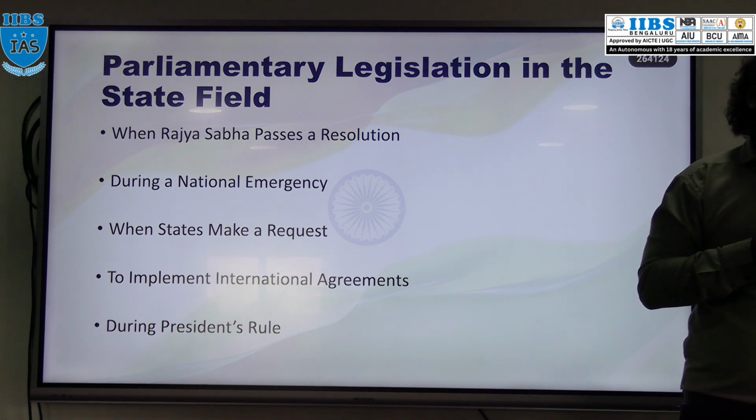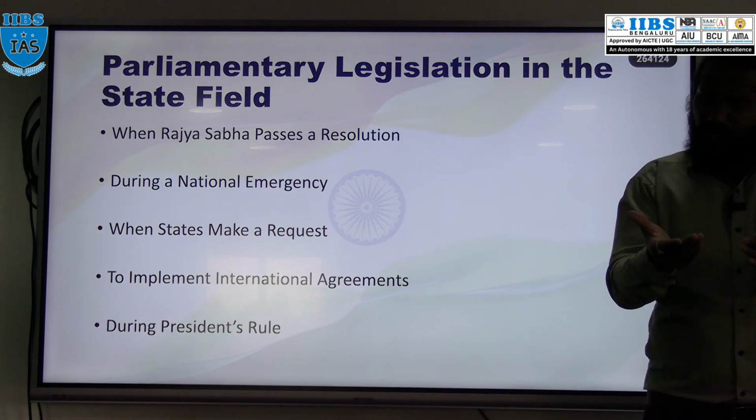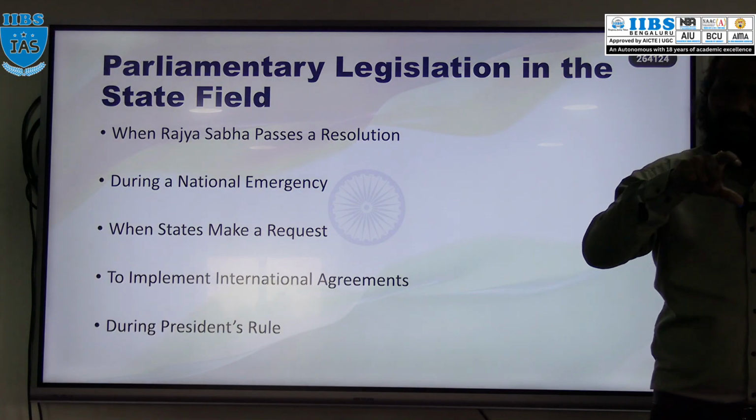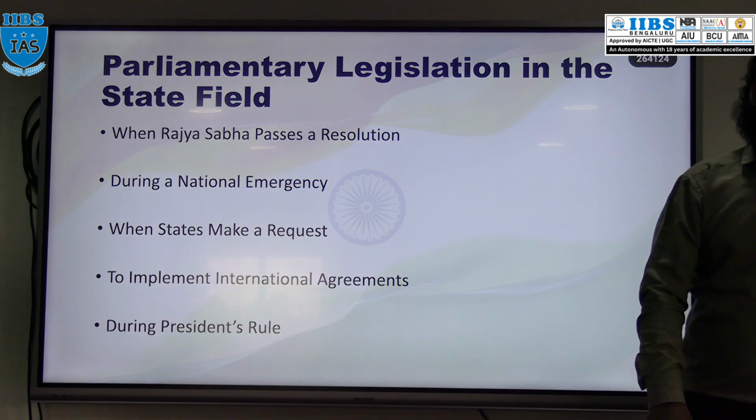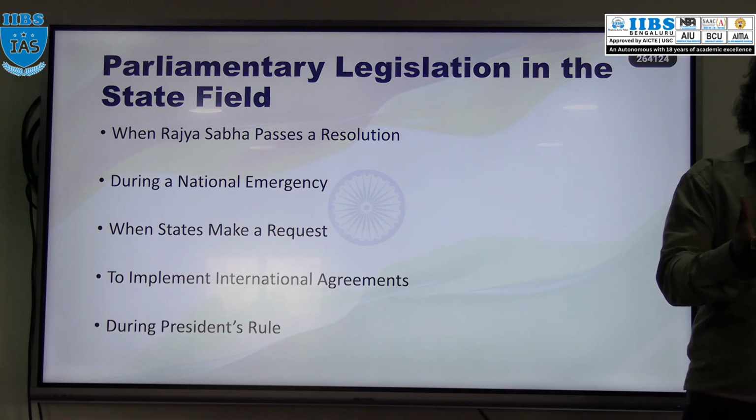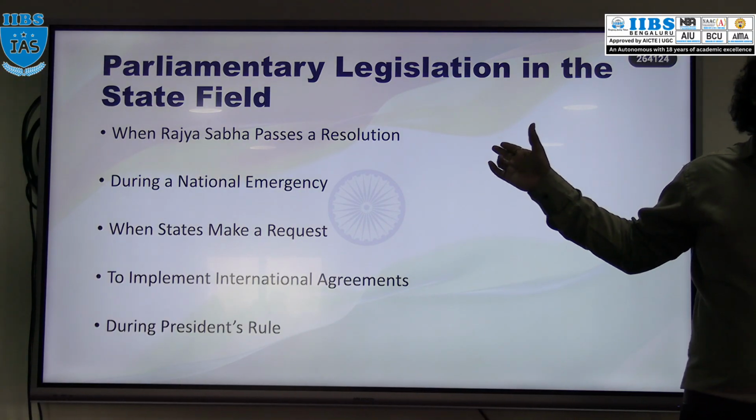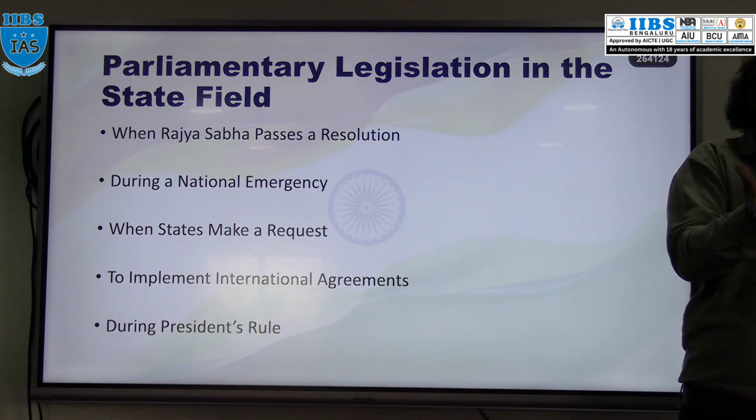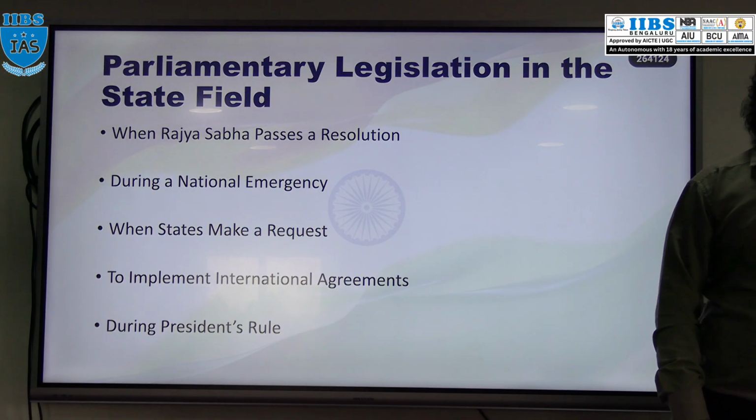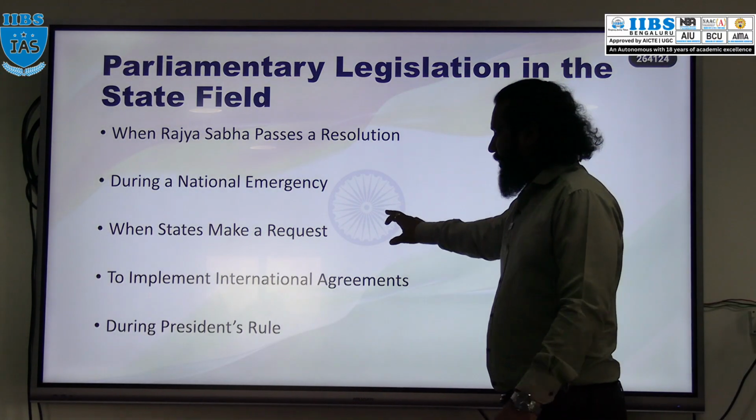Example, the Protection of Wildlife Act 1972, you might have read about it. That is an example. So whenever two or more states make a request to the Parliament to make the law on a state subject, at that time Parliament can make the law. What is the validity? Permanent, because the state is requesting the Parliament to make the law. So this validity is permanent.